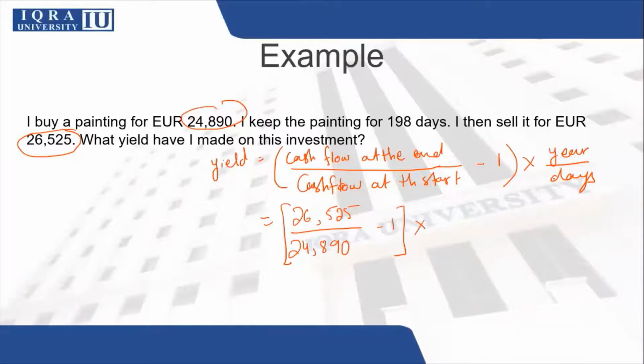and multiply by year. Now, what should be the year convention if you're using EUR? It should be 360, and divided by 198, which are the actual days. Solve this, you get 0.1194, converted into a percentage, which means multiplied by 100, 11.94%. This is the return that you get from your investment.